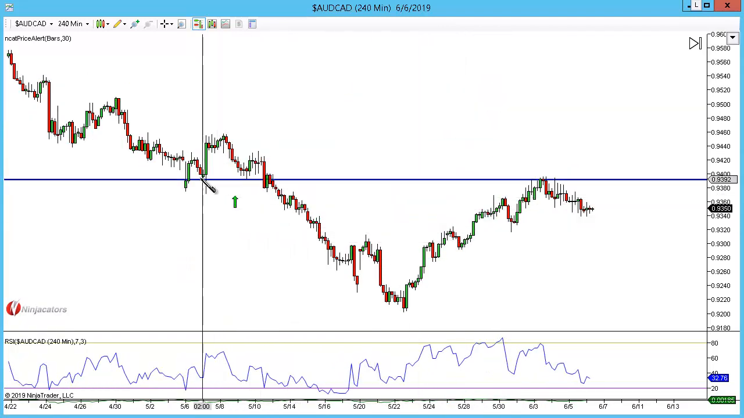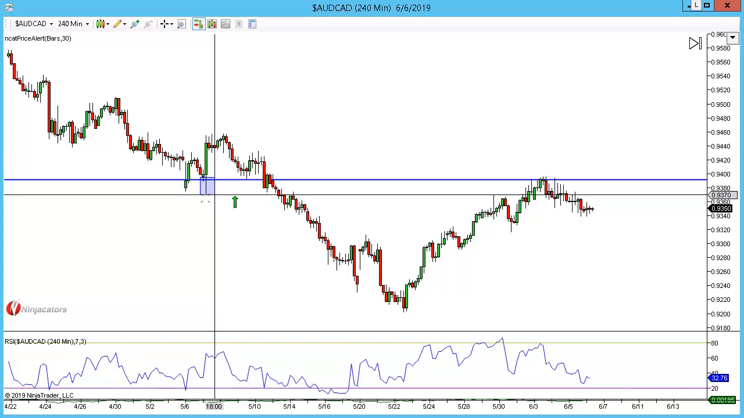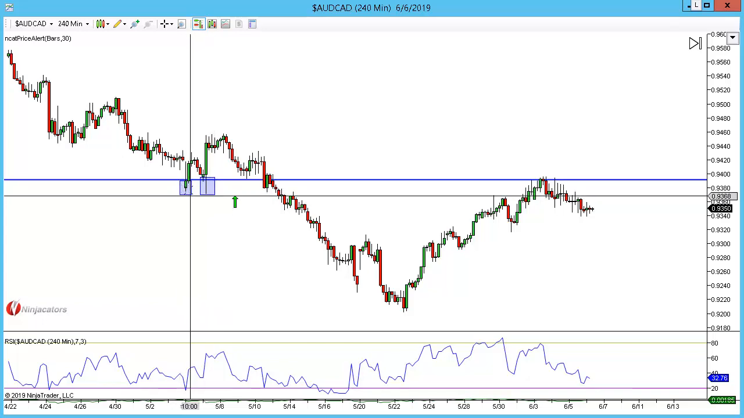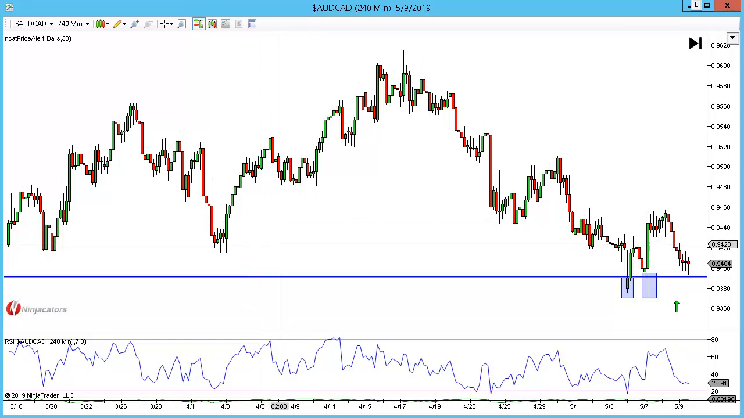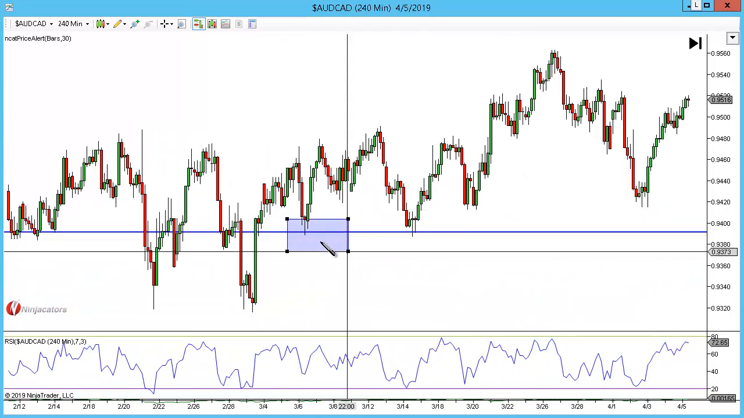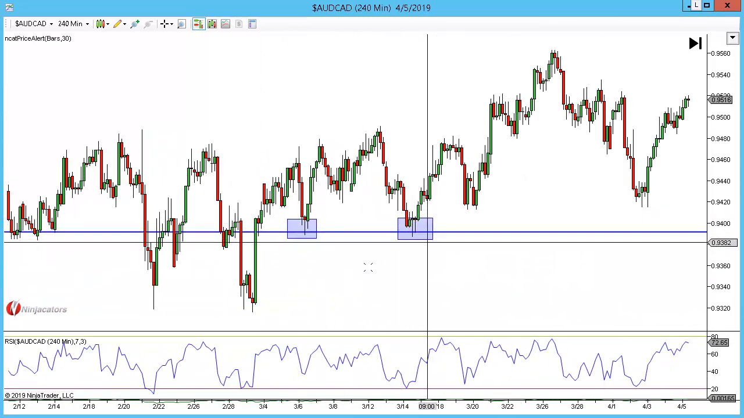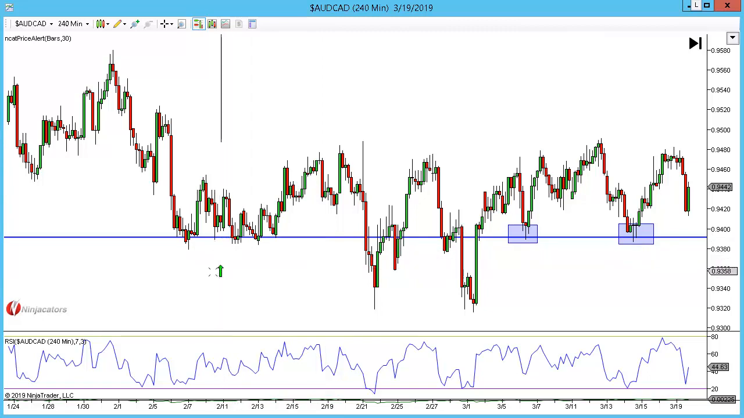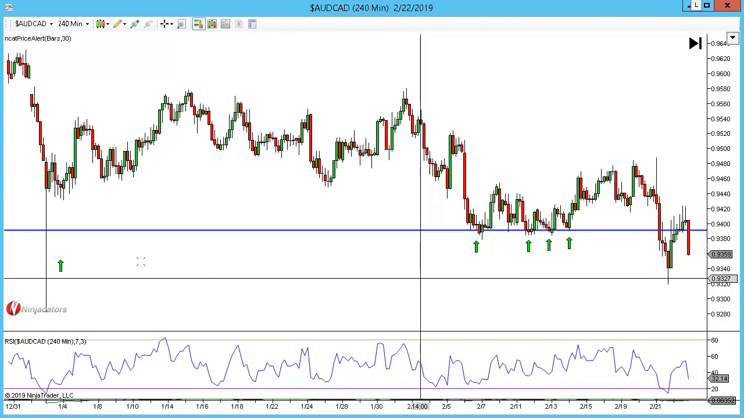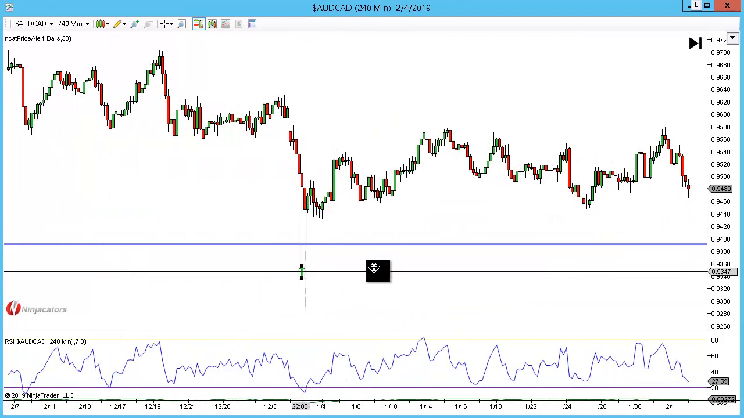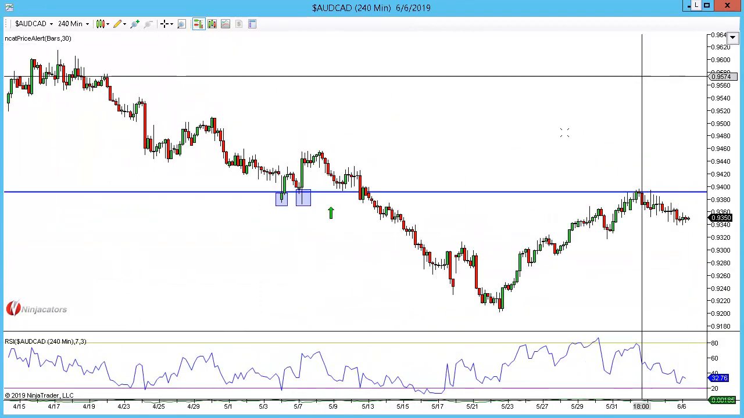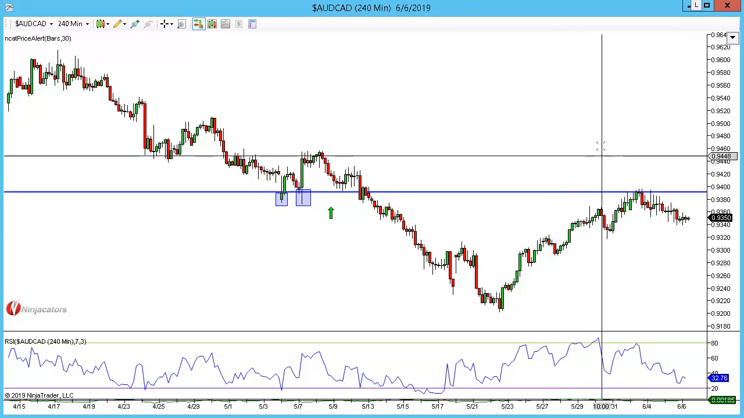And you can see that we actually were in this structure level here, and this structure level comes within that wick. If we look further left, we've got another couple of tests right here, and then we've got a few tests just here as well. So this is certainly an area that's seen a reaction in the past. So we could see a reaction again in the future.